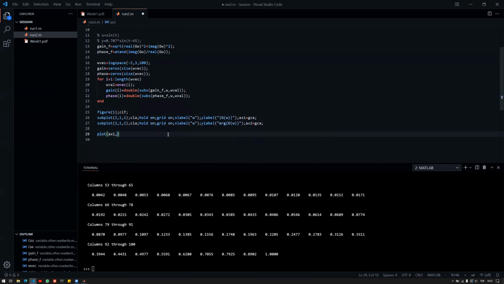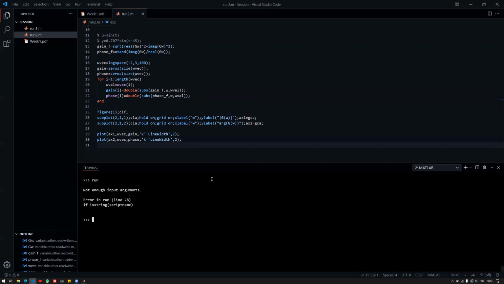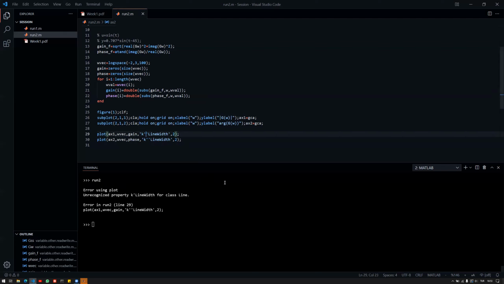For example, I want to use the first axis. I want to plot on AX1, and I want to use omega vec as the x-axis values and gain for the y-axis values. And let me also, again, provide the line width of 2. Maybe let's also use black here as a color. So let's repeat that for AX2 and also phase. There we go. There's a comma missing here.